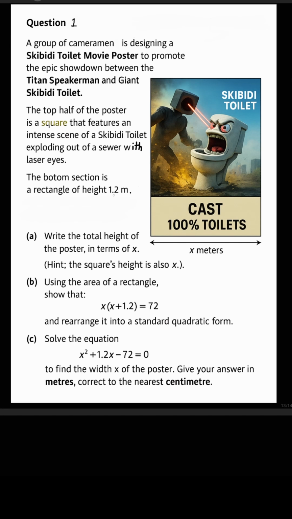The bottom section is a rectangle of height 1.2 meters. And anything that's not given to you here, you could draw that in, like here. And remember that this is a square, so the length and width are equal. So if this is x, then this here must also be x.